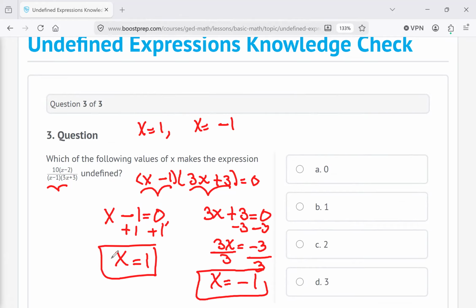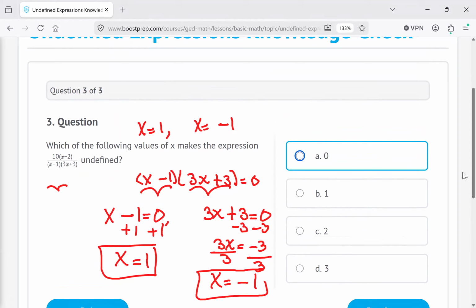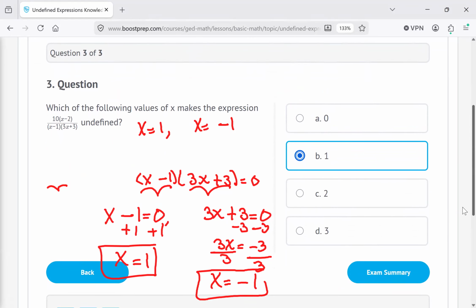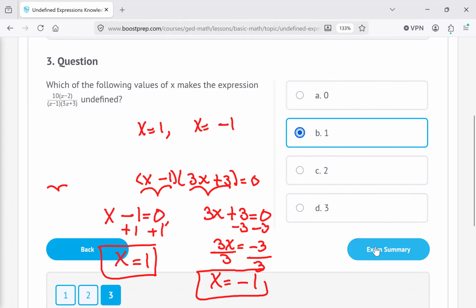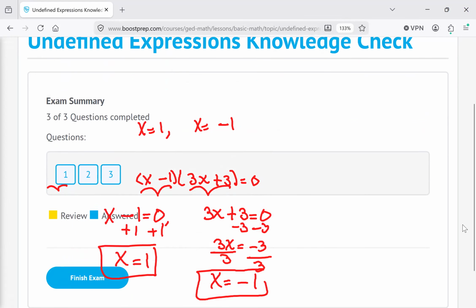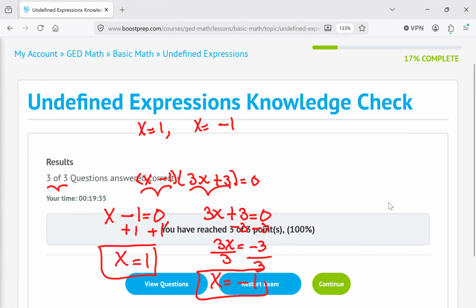I don't see a negative 1, fortunately. Let me double check. No, I guess they just want one of them, so we'll just use positive. Okay, I'm going to check my work because I would never want to give you the wrong answer. Okay, perfect. So this was just a small taste of undefined expressions.